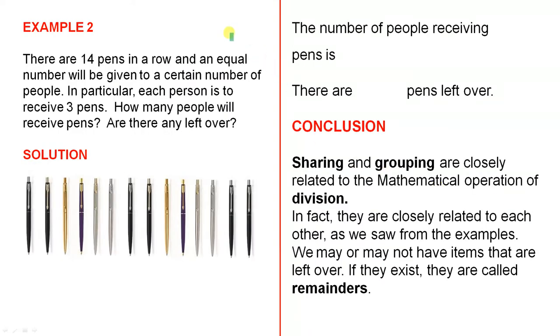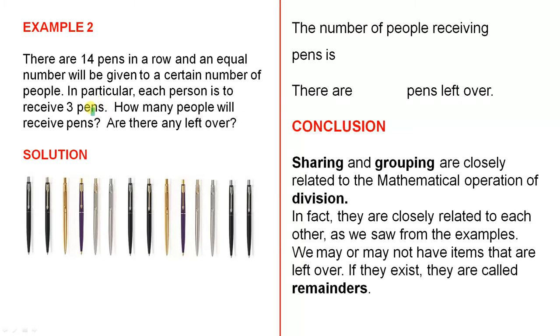Example 2. There are 14 pens in a row and an equal number will be given to a certain number of people. In particular, each person is to receive 3 pens. How many people will receive pens? Are there any left over?